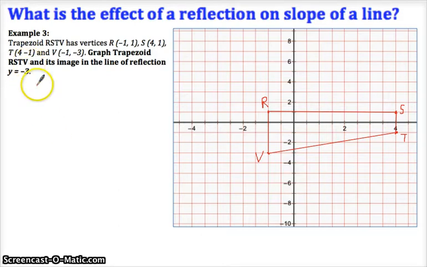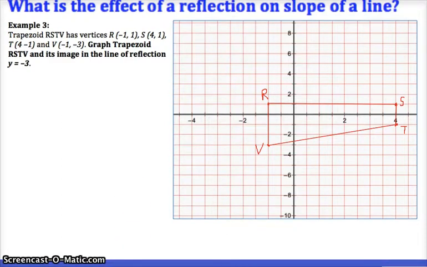Graph trapezoid, blah, and its image under the line of reflection, y equals negative 3. Okay, so let's draw the line y equals negative 3 first of all. Y equals negative 3, that's the line where all the y coordinates, which is all the heights, are all the same, they're all at negative 3. So that line is actually a horizontal line. I'm gonna change color maybe. It's a horizontal line right here. I kind of don't like that it's the same color. Let's change that to blue. Y equals negative 3 looks like this. Okay, so that's the horizontal line, y equals negative 3.